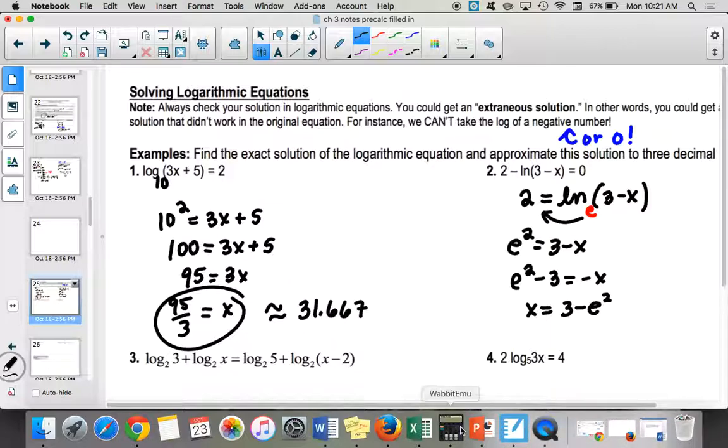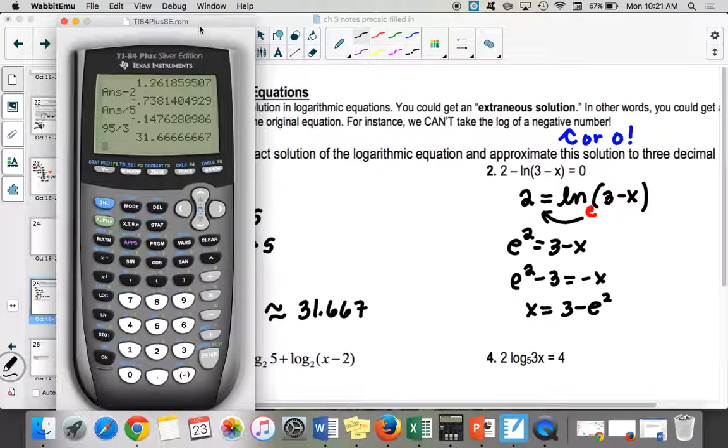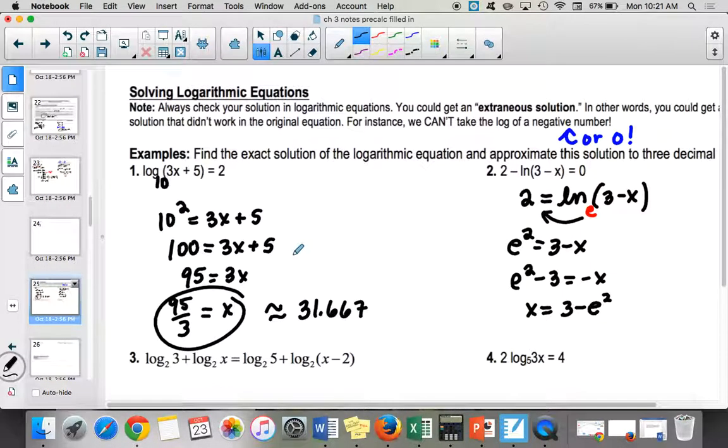Okay, and I check. So I'm like, well, what is 3 minus e squared? So I do 3 minus e squared, and I get negative 4.389. So I told you to be careful, because sometimes when you plug things back in, you might get a negative answer. And this is especially true if you have a lot of negatives. Like if you're getting negatives, you're like, oh, maybe I should really check this.